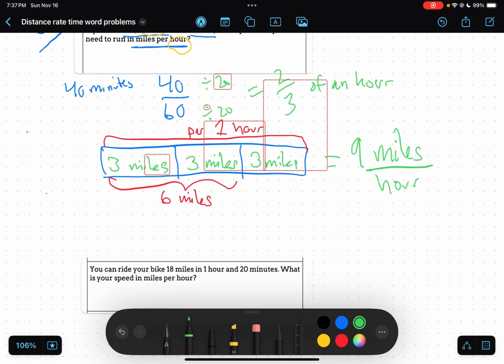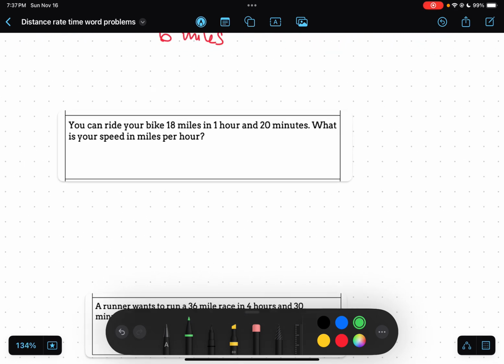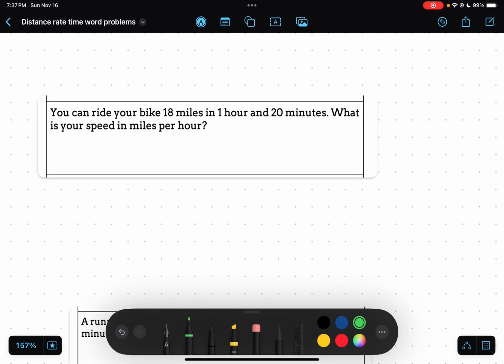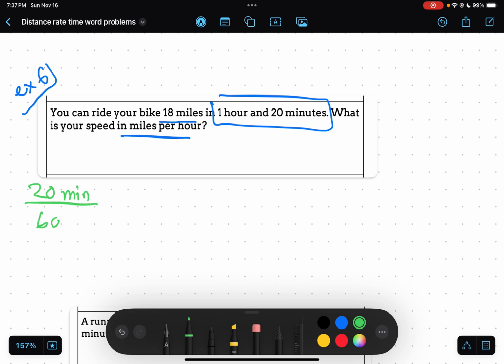Okay, we'll just do one last one because these are getting a little trickier. And then you guys will have more chances to practice or think of better strategies. I'm showing you one way to do it, but I really want you guys to think of your own strategies. Okay, so I can ride my bike 18 miles in 1 hour and 20 minutes, and I want to find my speed this time. Okay, so let's turn 20 minutes into a fraction of an hour. So I'll divide those both by 20, and I get 1/3 of an hour.